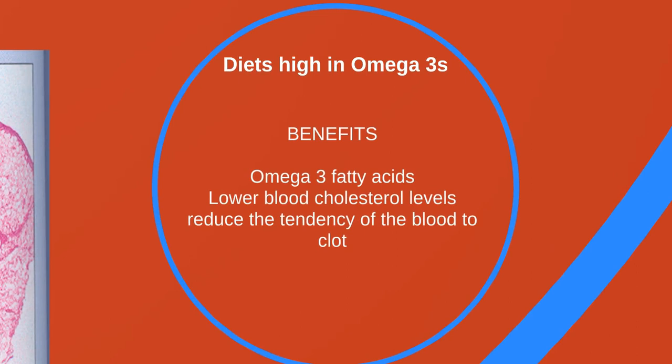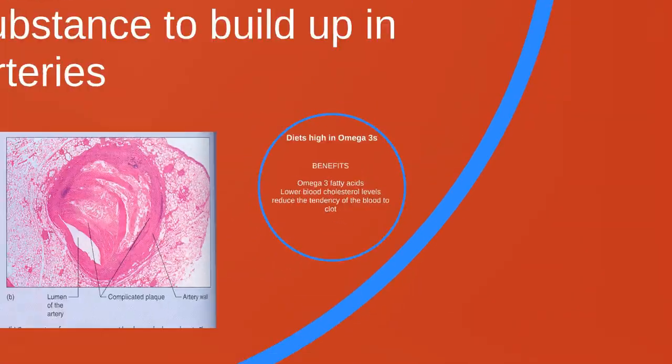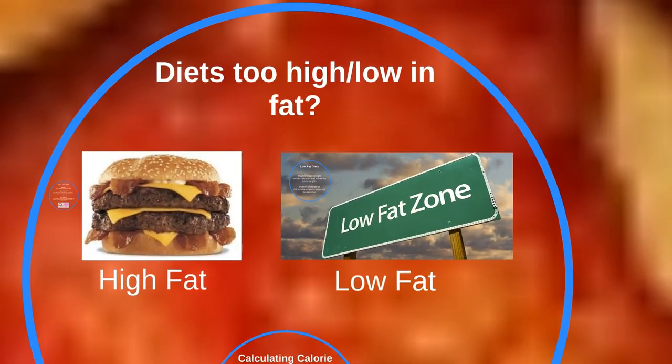Can there be any benefits to eating high amounts of fat? Yeah, if you're eating good fats, and you're coming in under your calorie requirements, then diets high in omegas have been proven to have very good preservation tendencies for the cardiovascular system, in particular by lowering those cholesterol levels and reducing the thickness of your blood, which reduces the tendency to clot.